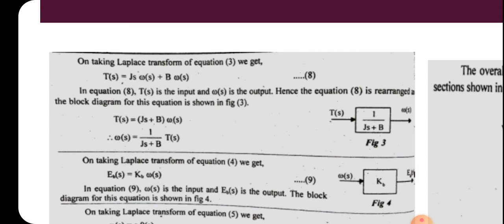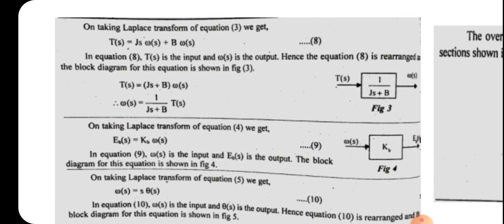So the equation can be rearranged as T of s is equal to Js plus b into omega of s. We can take omega of s outside, where the input is T of s and omega is the output. So we can write omega of s is equal to 1 by Js plus b into T of s. This equation will represent the next block with 1 by Js plus b inside the block, and input is T of s and output is omega of s. So that block is shown in the figure.